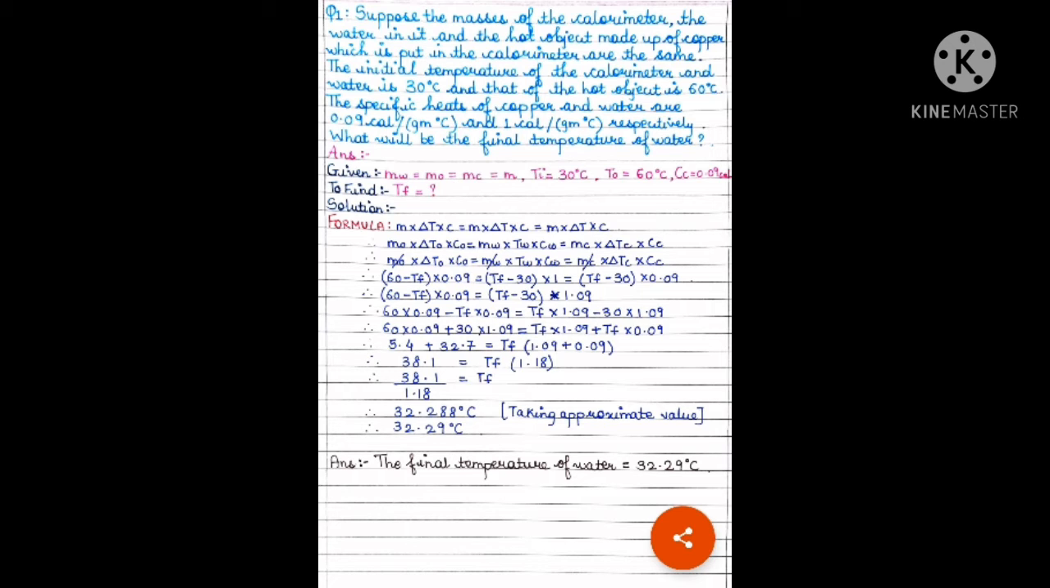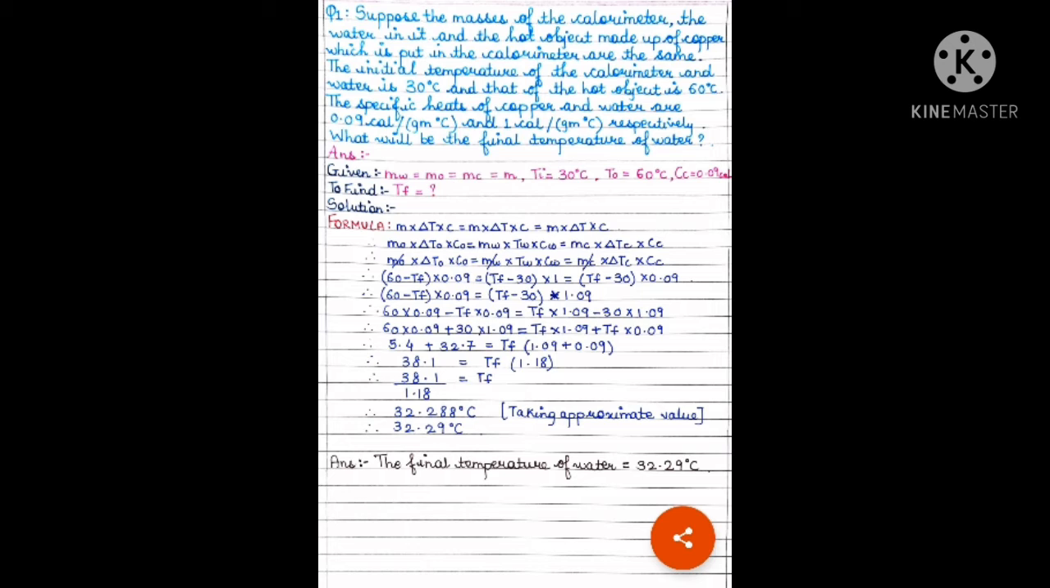Now our next equation: 60 multiplied by 0.09 plus 30 multiplied by 1.09 is equal to TF multiplied by 1.09 plus TF multiplied by 0.09. Now you will be thinking how it came. We are writing all the coefficient terms on one side and all the variable terms on one side. You can see on the LHS there is no variable term, so we have taken all the coefficient terms on one side and all the variable terms on the other side.